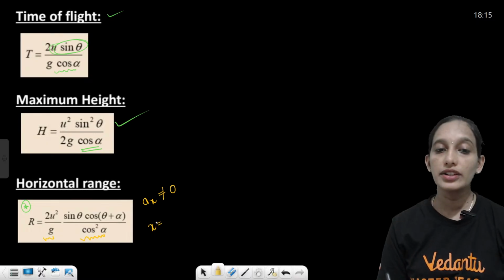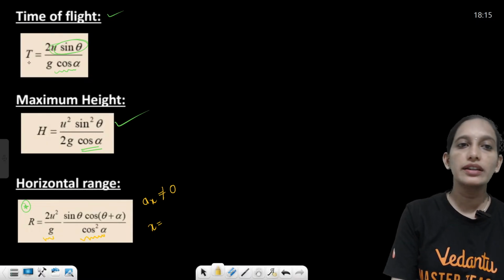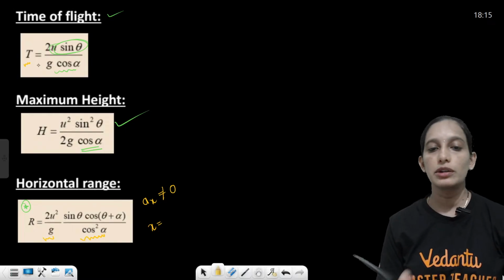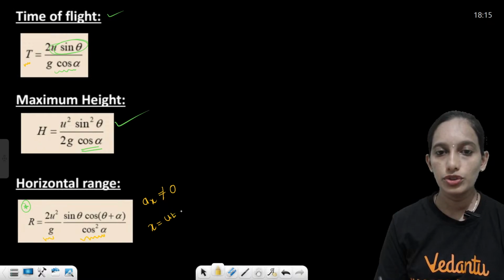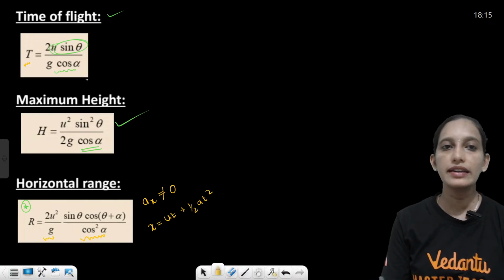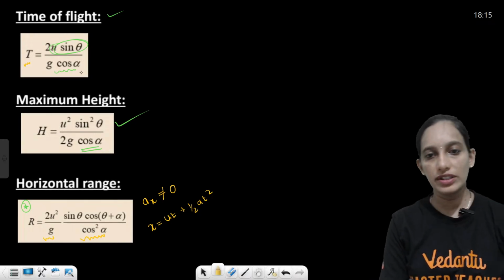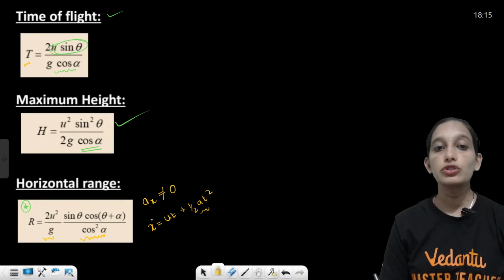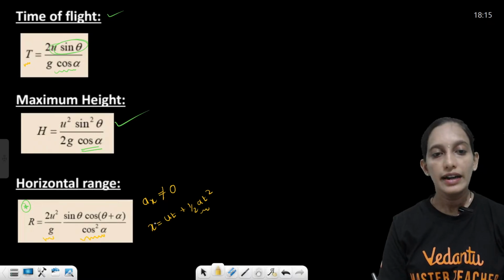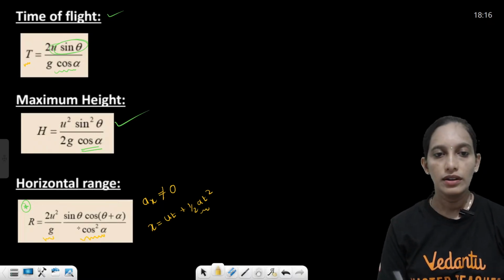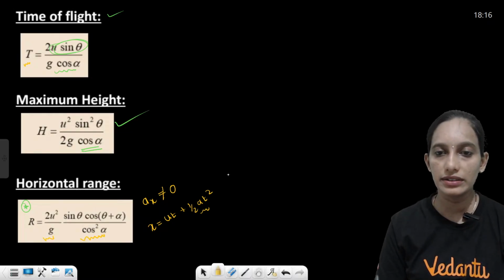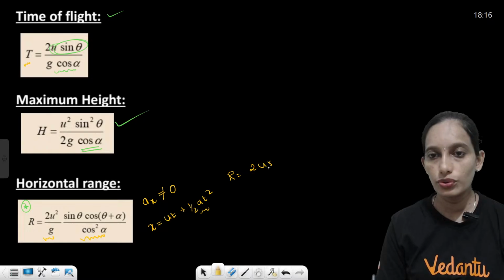So you have to find that by substituting time t equals 2u sin theta by g cos alpha. That is x equals ut plus half at square. What should you put for t? You should put 2u sin theta by g cos alpha. And what is a? Minus g sin alpha. Substitute and simplify, and you will get the range of the projectile, which we get as 2u square by g. So in the previous case, what did we get as the range equation? 2u square.